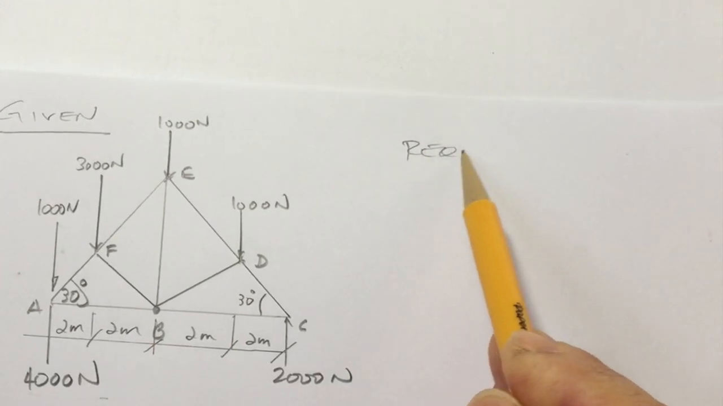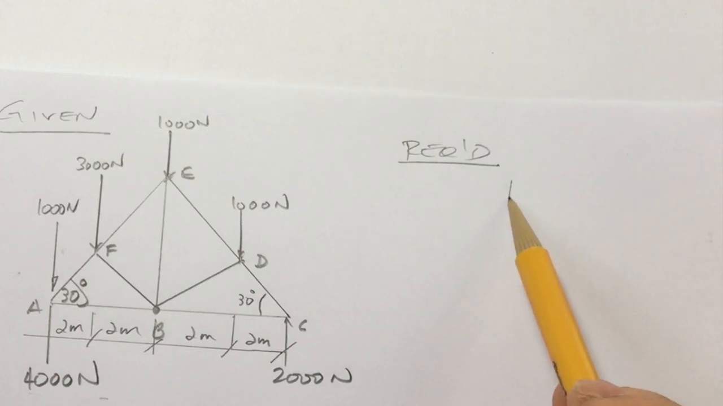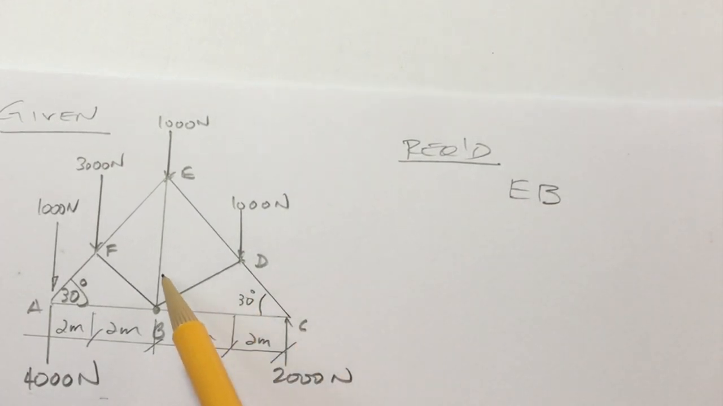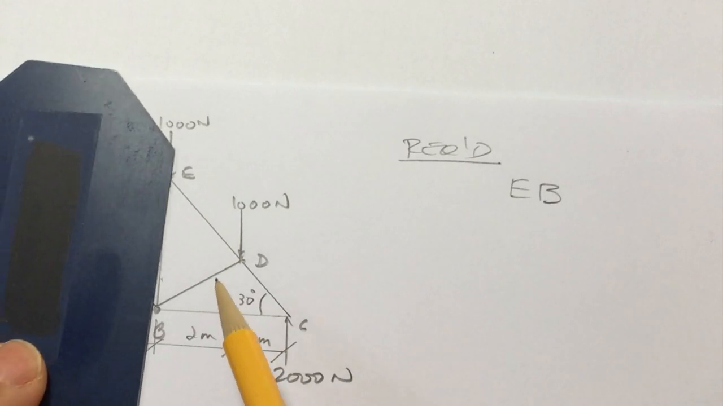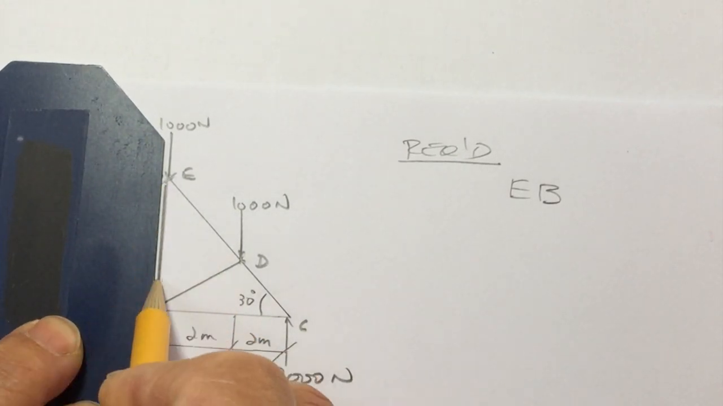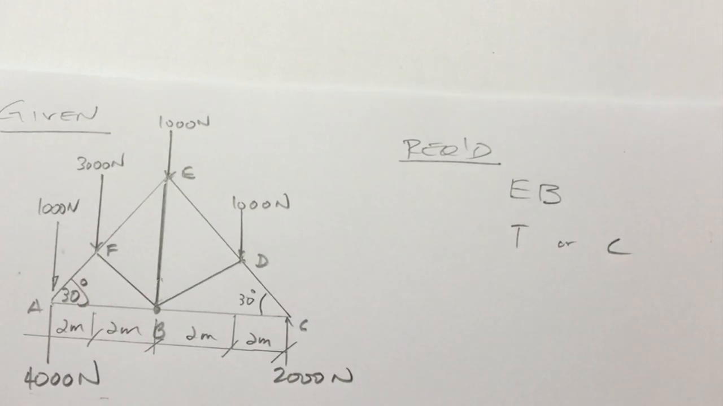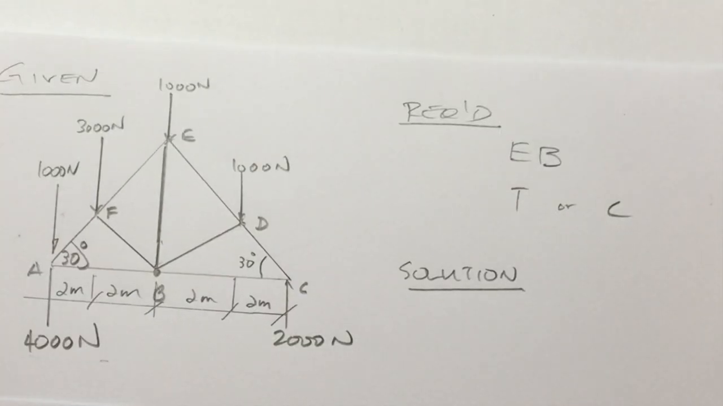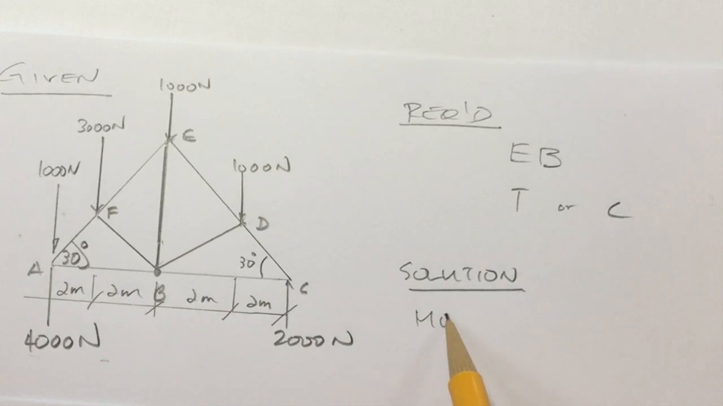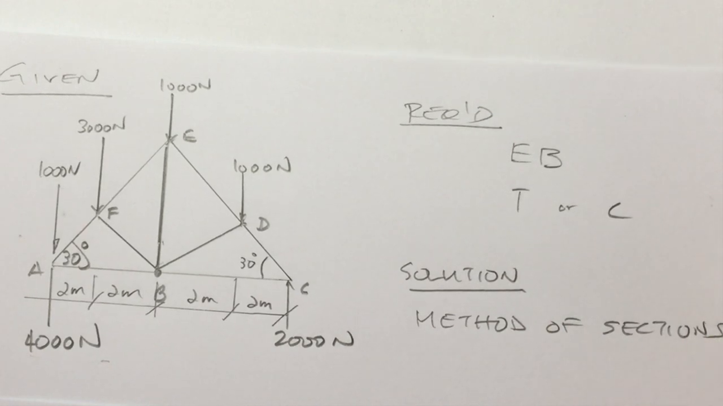The problem statement requires that we find the force in member EB, which is right here. So we're interested in the force in this member. They would also like to know whether it's in tension or compression. Solution. So we're going to solve this problem using the method of sections. And I'm going to throw in a method of joints as well, because you can mix both of these approaches in analyzing trusses.